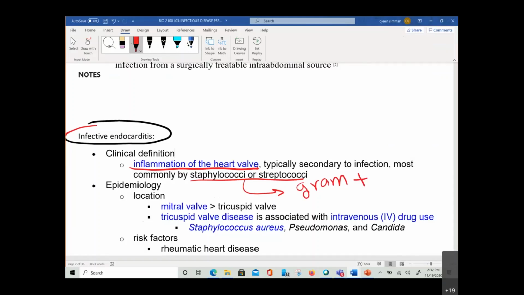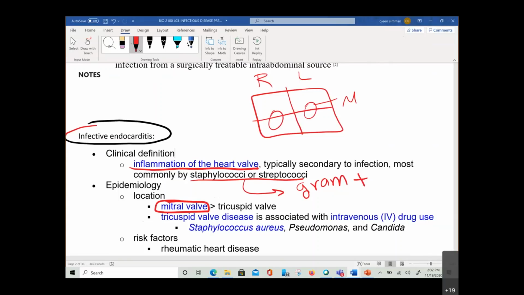The most common valve that is infected is going to be the mitral valve, which is the valve on the left heart. Okay, on the left side of the heart. I always draw the heart as a square with the left and the right side. This is the mitral valve. This is the tricuspid valve.